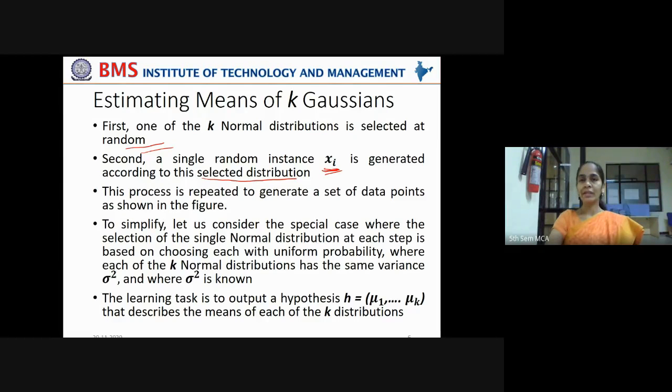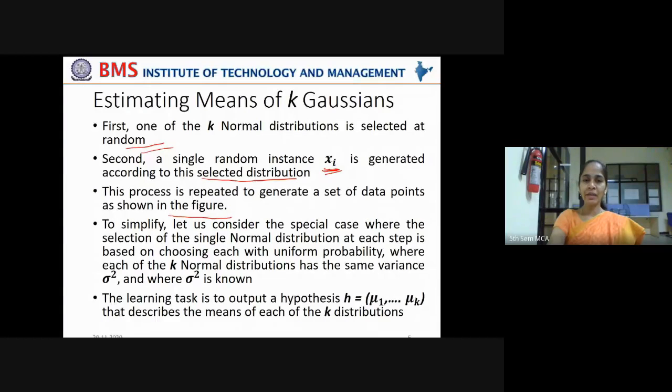Now according to the selected distribution, say it is distribution 1, k equal to 1, we are generating an instance according to that particular normal distribution. The data will be according to that normal distribution. Now if you take another normal distribution, k equal to 2, generate data according to that particular normal distribution. Means that instance doesn't have any extreme values. It is having values according to the normal distribution that is observed. Now this process is repeated to generate a set of data points as shown in the figure. This two-step process is repeated again and again in order to generate a sufficient number of data points.